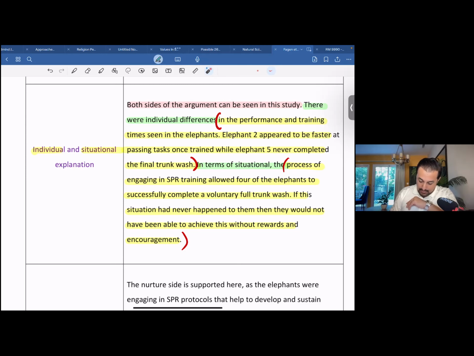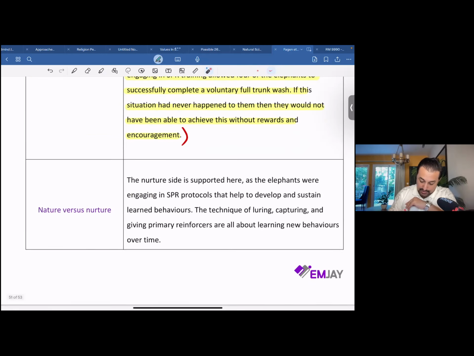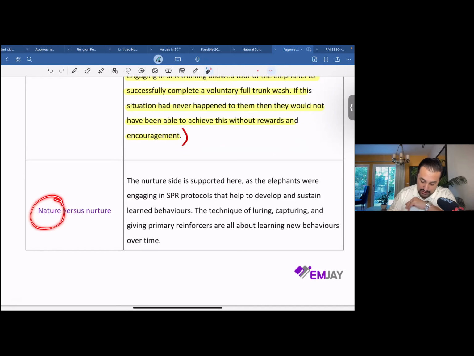Taking this ahead, the nature versus nurture argument. The nature side of the debate is the idea that biology should be held responsible to explain individuals' behavior. The nurture side of the argument is the idea that instead of biology, the experiences that an individual has, or the learning that individual goes through, right? So this study, because this is a part of the learning approach, the nurture side is supported here, as the elephants were engaging in SPR protocols that help to develop and sustain learned behavior.